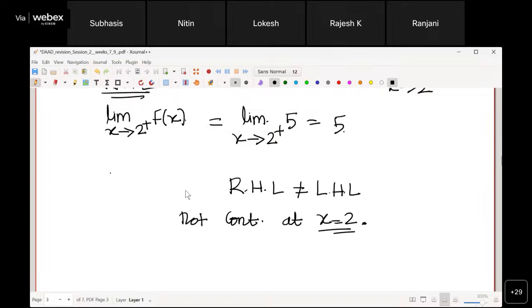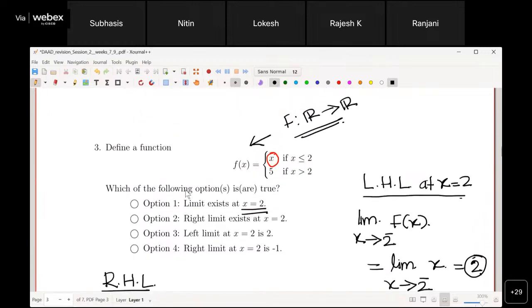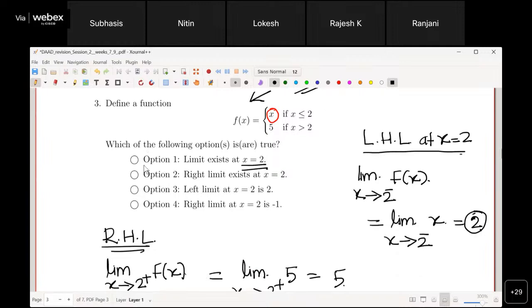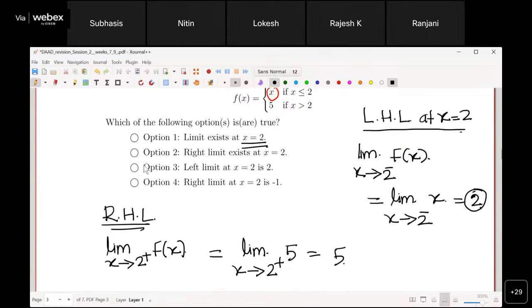Okay, any doubt from this part? Maybe my concepts are wrong. I have this question: if I were to plot f of x, it will be a line at 45 degrees to the axis, and it will cut through (0, 0) and go up to 2, and after that it will be a line parallel to the x-axis at 5, right?